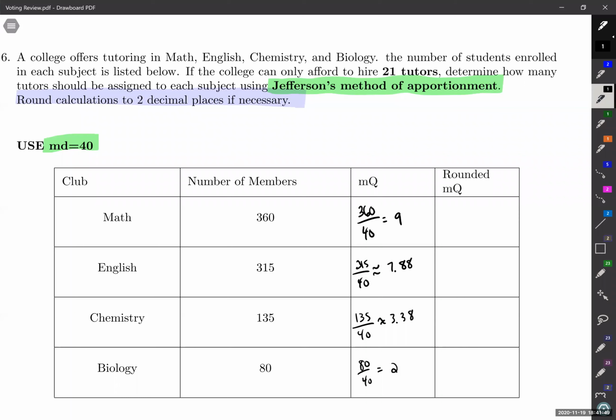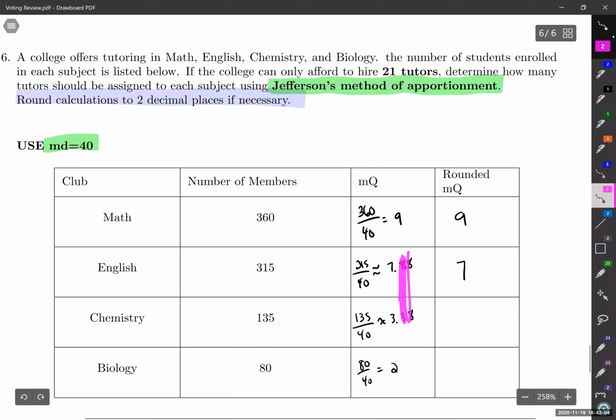Now, what do you do if you're already at the integer itself? You just stay at the integer, so you don't go down to the next one. So 9 stays 9. But 7.88, even though normal rounding rules would take that up to 8, the Jefferson method just says round everything down. So it's like you would just cover up the decimal place and just copy that over. That's kind of what we're going to copy there.